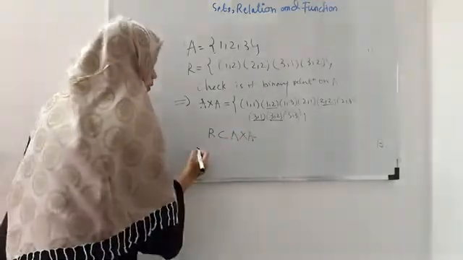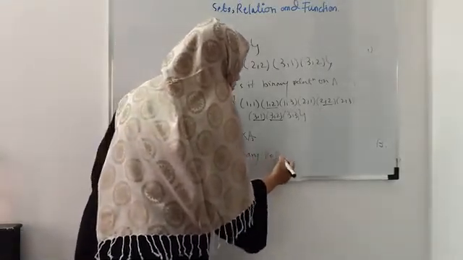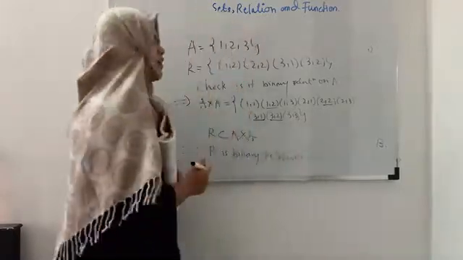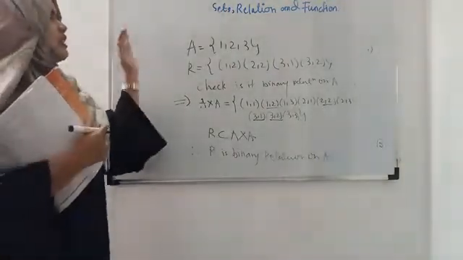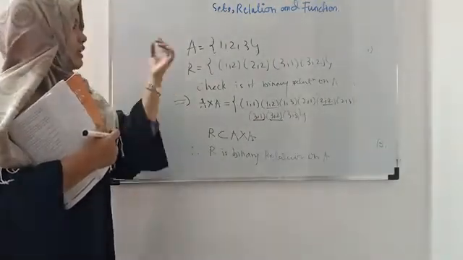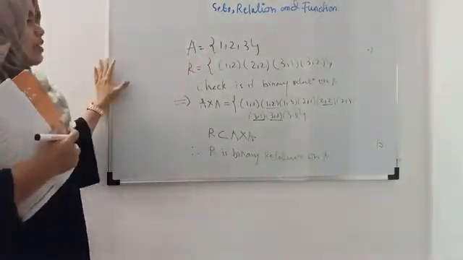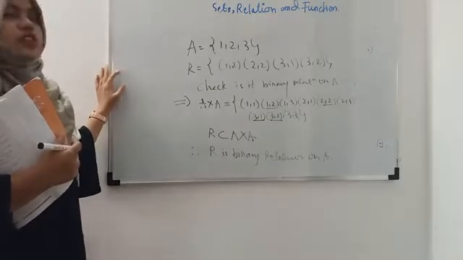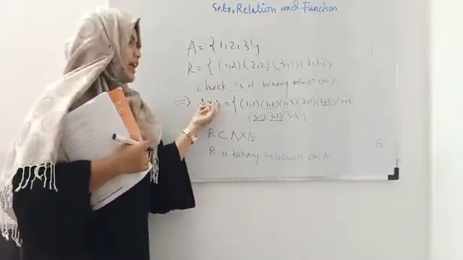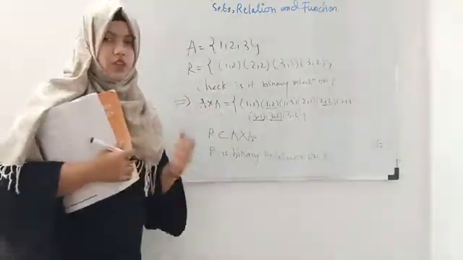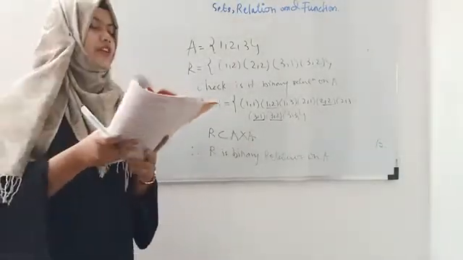So clearly the given relation R is a subset of A cross A. Therefore R is a binary relation on A. Okay, so if in the exam it comes like this, where a relation and set A are given and you are asked to check whether the given relation is binary or not, just find A cross A and check that R is a subset of A cross A. If it is a subset of A cross A, that means it is a binary relation on A.